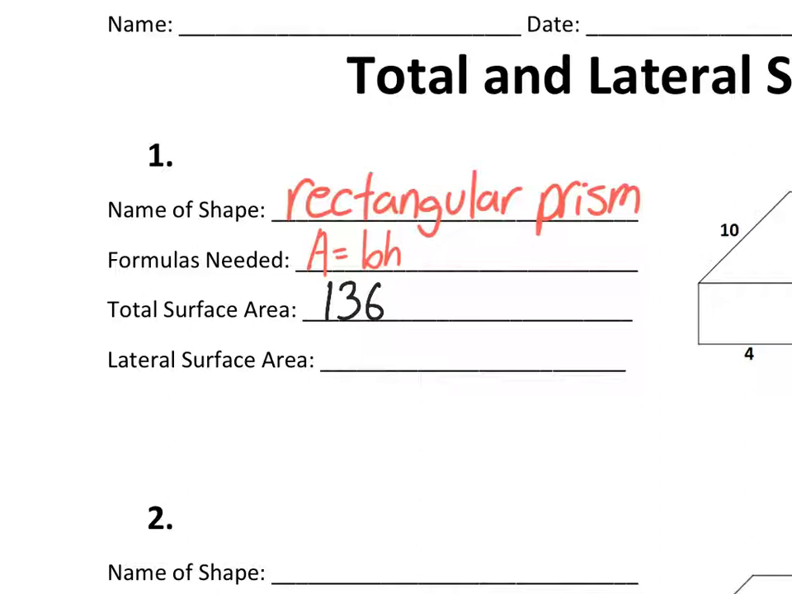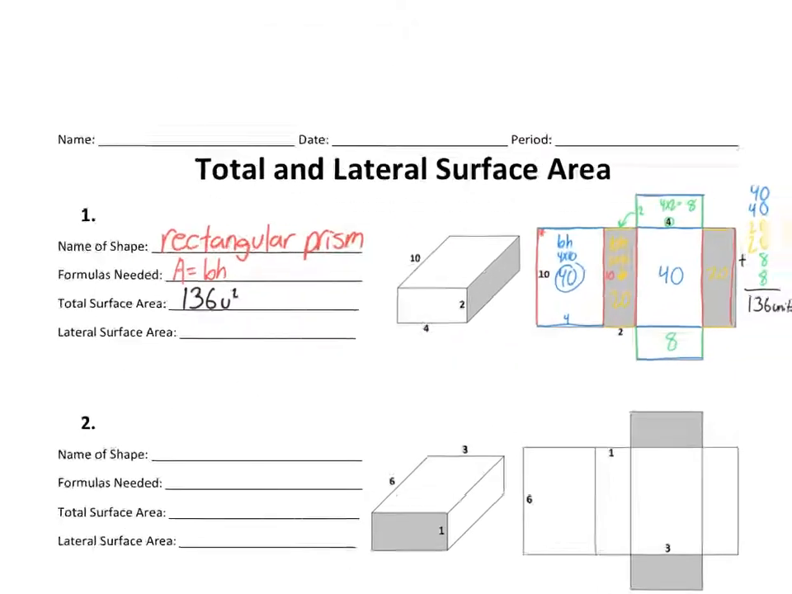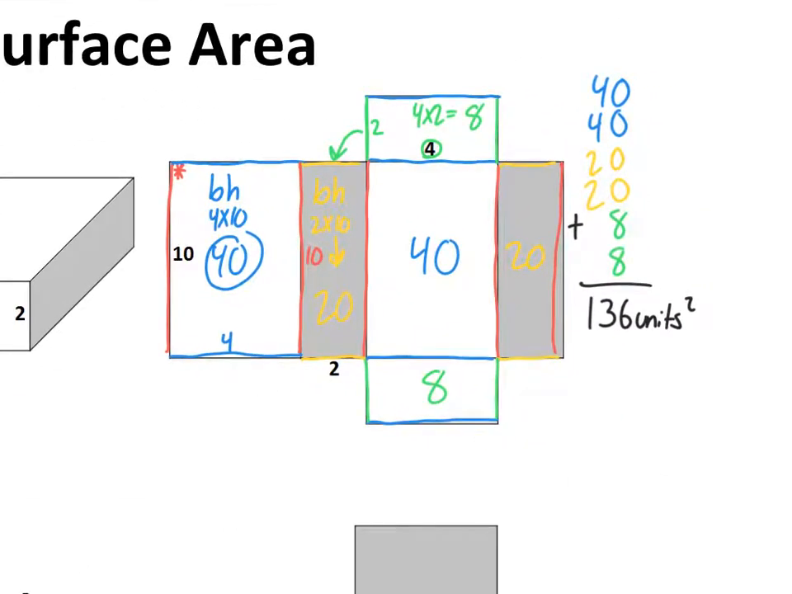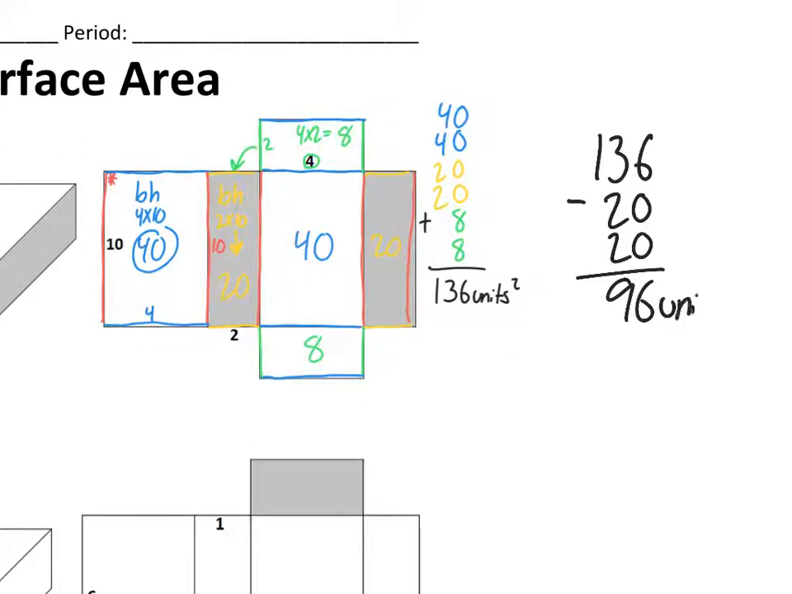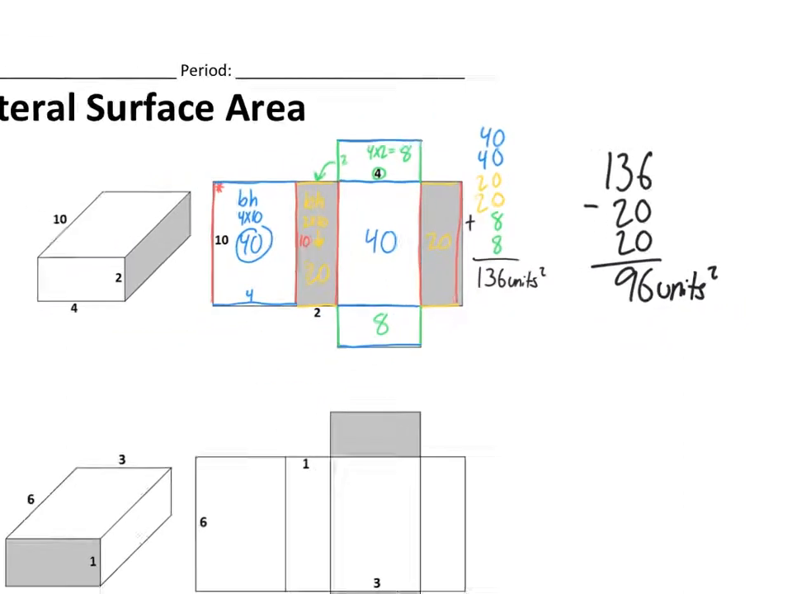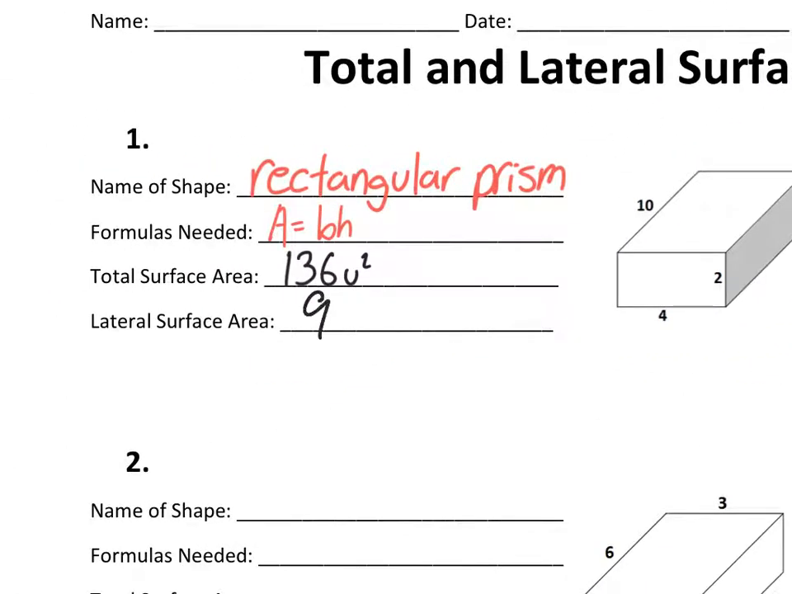I'm not going to bother marking the units squared right now. Actually, we'll just do u squared. My lateral surface area is everything other than my 2 bases. So if I want my lateral surface area, I'm going to take that 136 and I'm going to take away my 2 bases. Well, the bases are what are shaded in gray, so I'm going to take away the 20 and the other 20. So 136 minus 20 and minus the other 20 is going to leave us with 96 units squared. So my lateral surface area is 96 units squared.